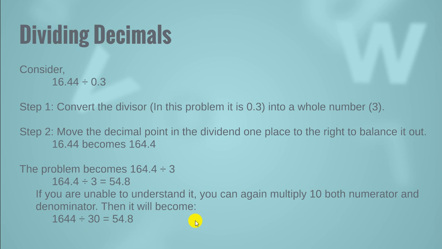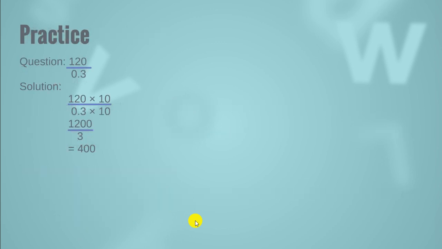Now we need to move forward. Here's a practice question. We have 120 divided by 0.3. So we can write this division as a fraction, as you have learned before. To get rid of the decimal point in the denominator, we will multiply both the numerator and the denominator by 10. So this 10 will make it 3 and this 10 will add a 0 to become 1200, and then after this division we get our answer 400.